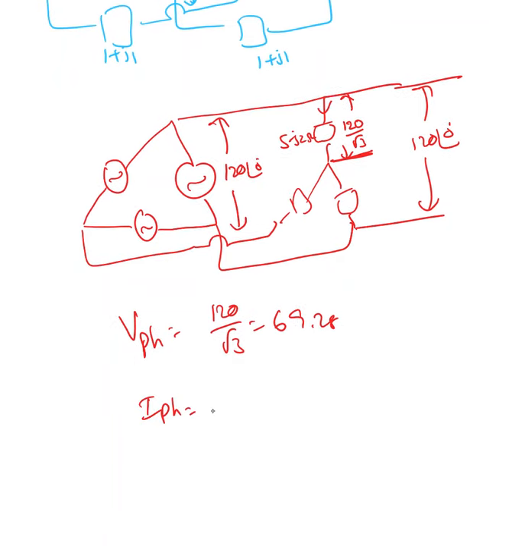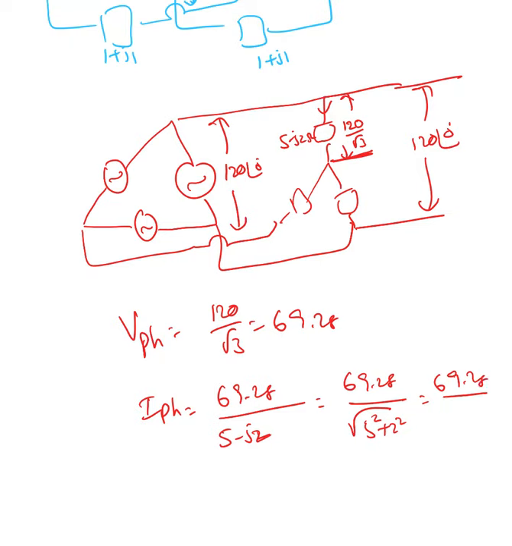Now I can find the current there. IPH equal to 69.28 over 5 minus J2. Okay, convert that into polar form. I just need the magnitude, so square root of 5 square plus 2 square. That value is 5.38. 69.28 over 5.38. So IPH equal to 12.87 ampere. That is the phase current.